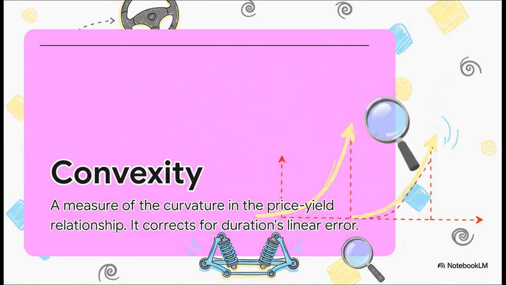If duration is the first derivative, convexity is the second derivative. It literally measures the curvature of that price-yield relationship. So, back to our car analogy. If duration is the steering wheel, think of convexity as the car's handling, its suspension system. It's what determines how the car responds when you're taking a sharp turn or hitting a bump. It's what makes the ride smooth and keeps you on the road.